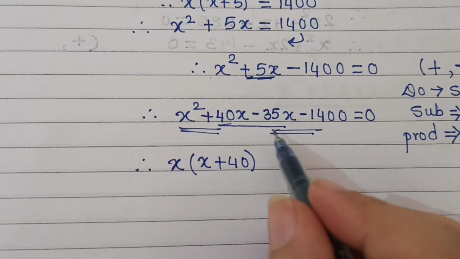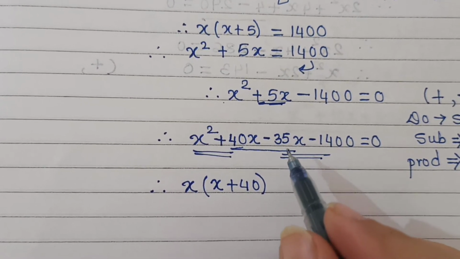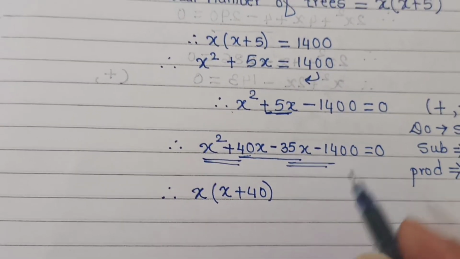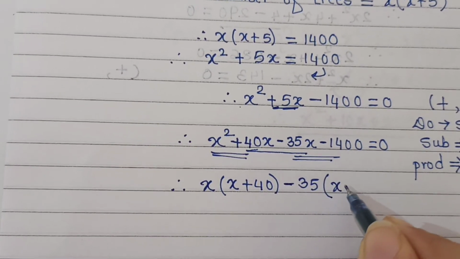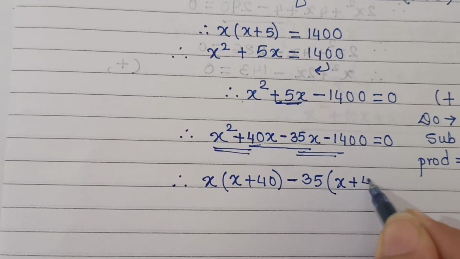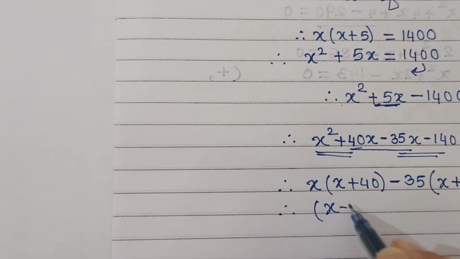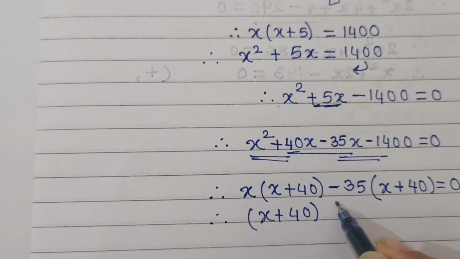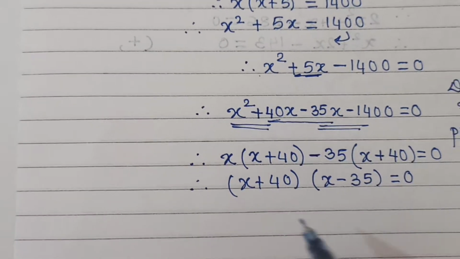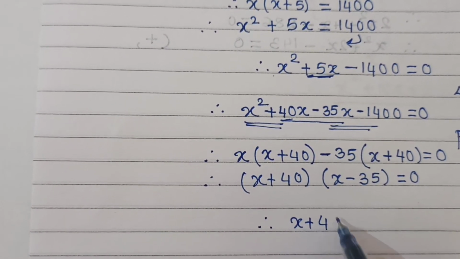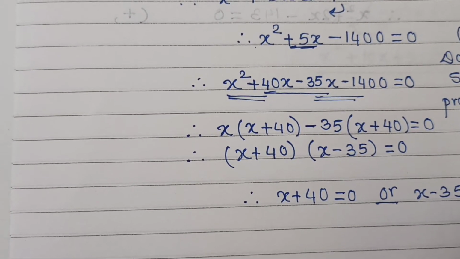Now between the last two terms, you have to pick the common in such a way that you get again the same bracket. So minus 35x minus 1400, we take minus 35 as common. What remains in the bracket is x plus 40. The common bracket is written once. The terms outside the bracket are now written in a new bracket. So x minus 35 is equal to 0. So therefore x plus 40 is 0 or x minus 35 is 0.